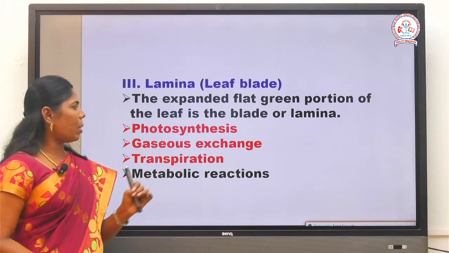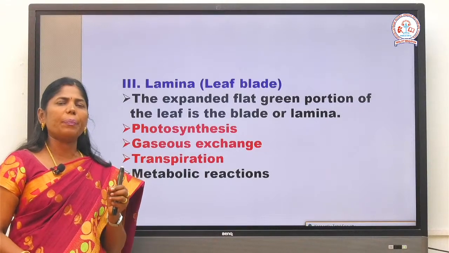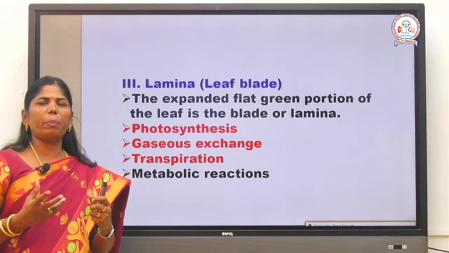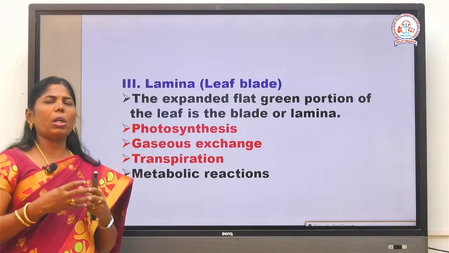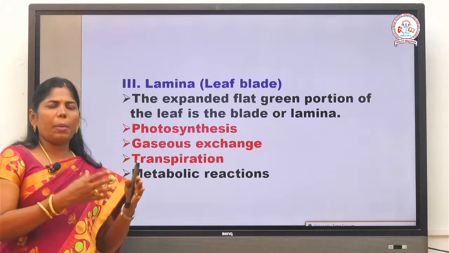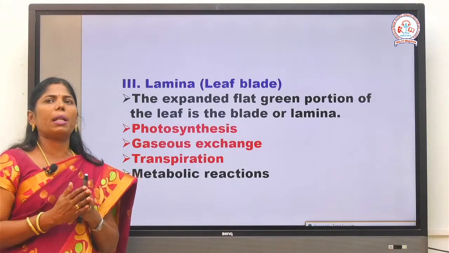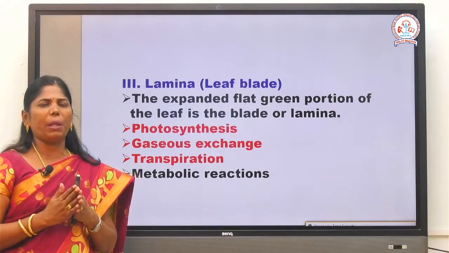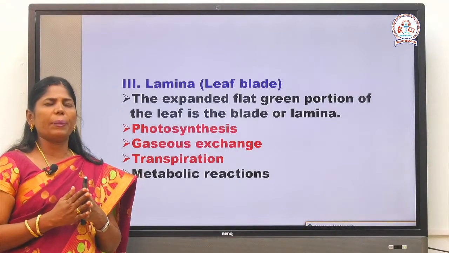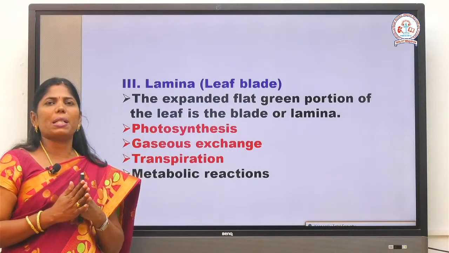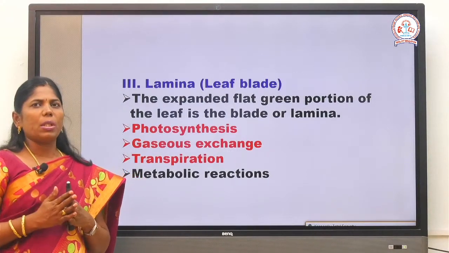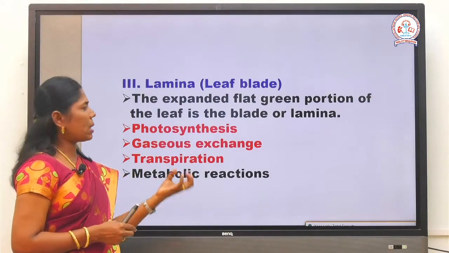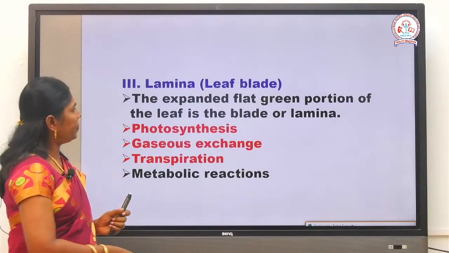Okay. So what are the metabolic reactions? Metabolic reactions are nothing but anabolism and catabolism. What is anabolism? The plant can prepare food material with the help of some inorganic raw material; that is considered anabolism. Such food materials are then broken down to yield energy, that is ATP. We get ATP energy. So the production of ATP is considered catabolism. That is known as metabolic reactions. So most of the physiological processes take place in the lamina portion.